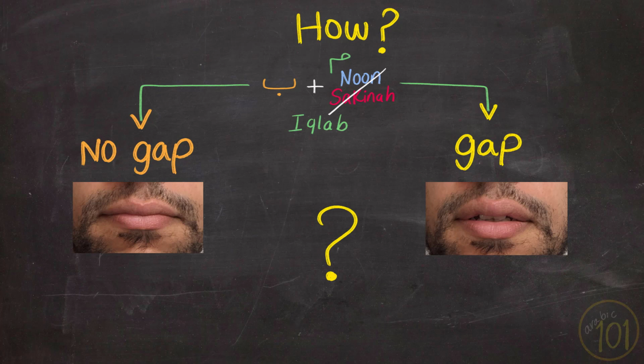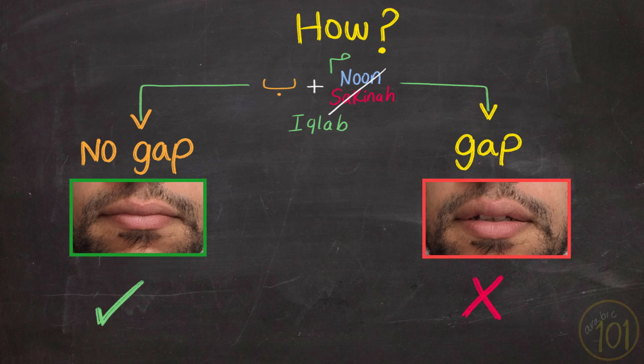And the answer is, with Iqlab, your lips have to be touching since there is a meem that is generated. And in order to perform a meem, the lips have to be touching each other. Most importantly, this is how Arabs speak and this is how the Quran was passed down.